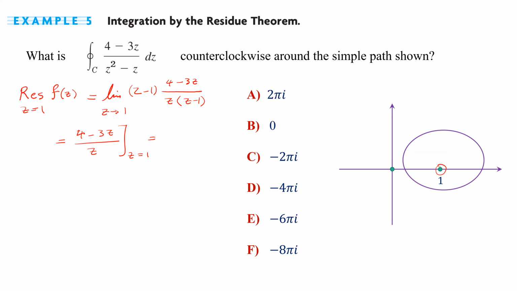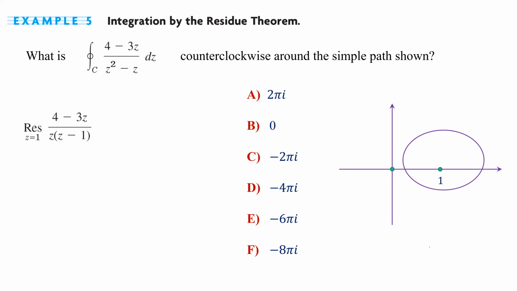That becomes 4 minus 3 divided by 1, which is 1, and the integral of f(z) dz around that contour C counterclockwise is equal to 2 pi I times the residue, this is b1, times b1, which is 1, so it becomes 2 pi I. So that's the answer. All right. So the answer is 2 pi I.